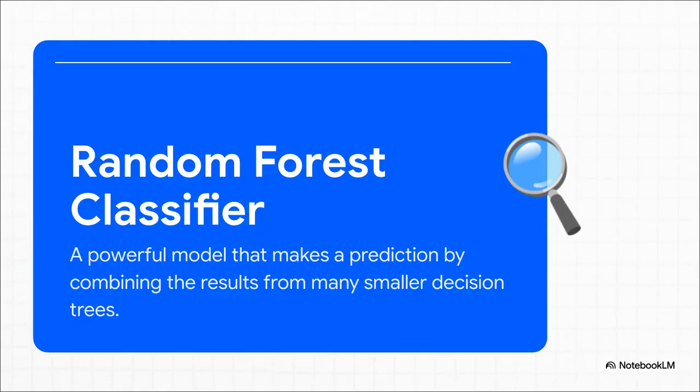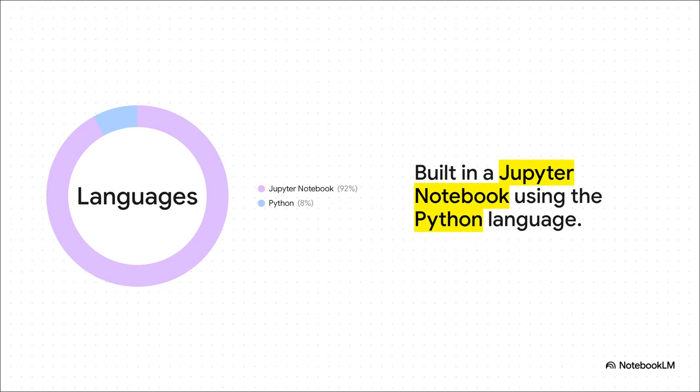So what in the world is a random forest classifier? Well, it sounds complicated, but the idea is actually pretty cool. Imagine you have a really tough problem. So you bring in a huge team of experts. Each expert looks at the evidence from a slightly different angle and gives you their opinion. Then you just make your final call based on the majority vote. That's basically what this model does. It builds hundreds of these little mini decision trees and then combines all their insights for one super powerful, super reliable prediction.